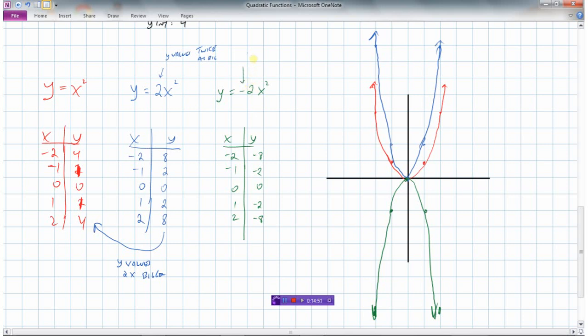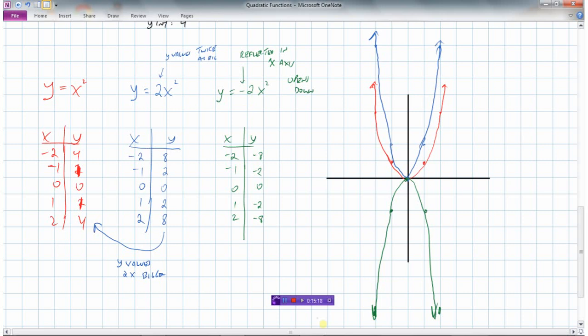But what did this negative do? The negative sign just reflected in the x-axis. So it now opens down. So if you want a parabola to open down, make this number in front of x squared, usually we call that a, make that number negative.